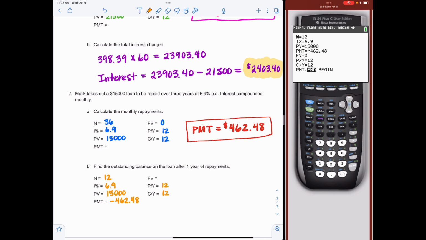So my FV is basically what amount do I have left to pay. So when I press alpha, enter, I see that we have $10,339.69 left to pay on that loan after 1 year of payments.